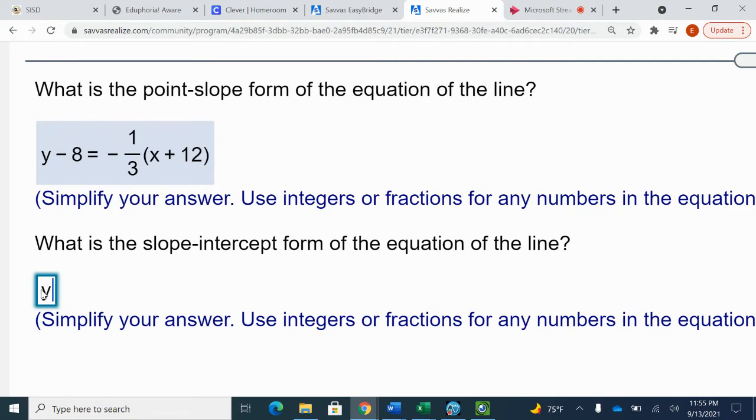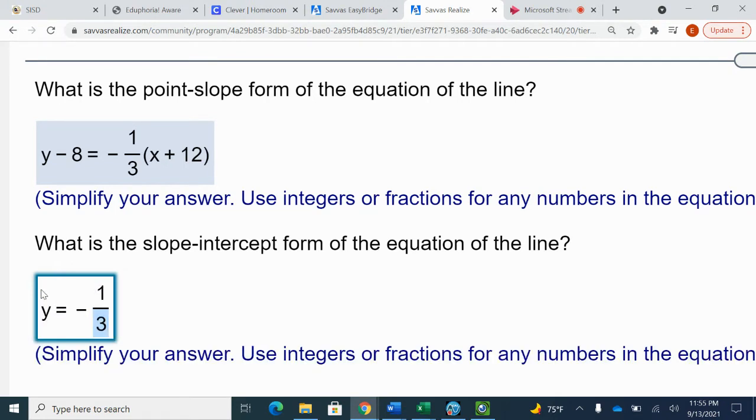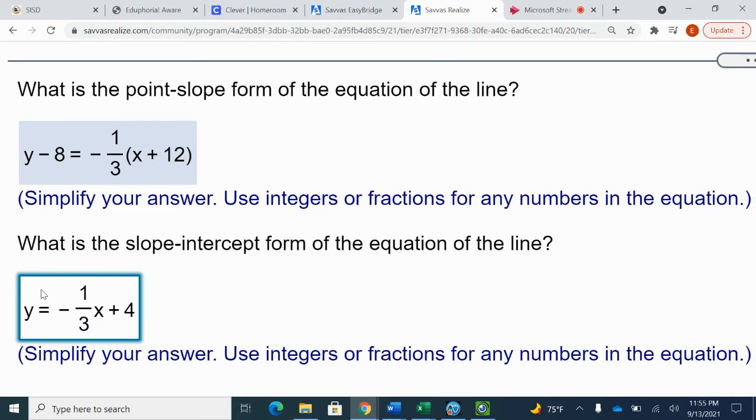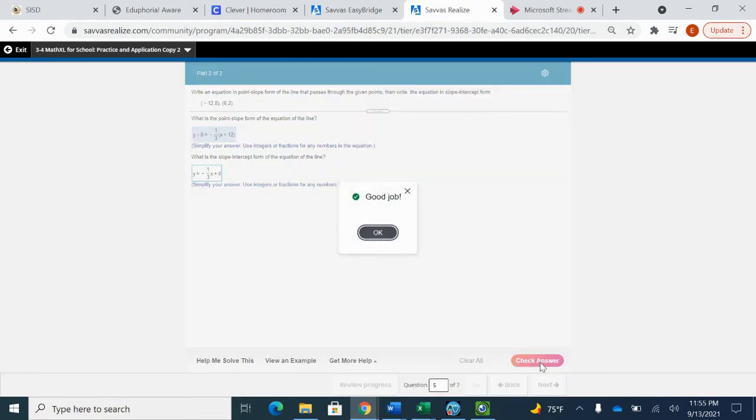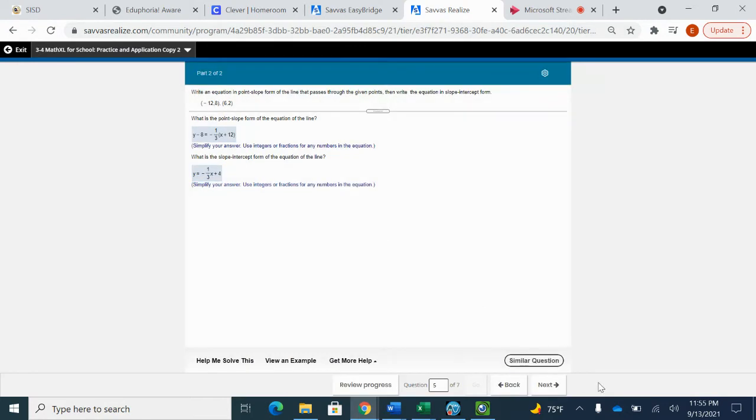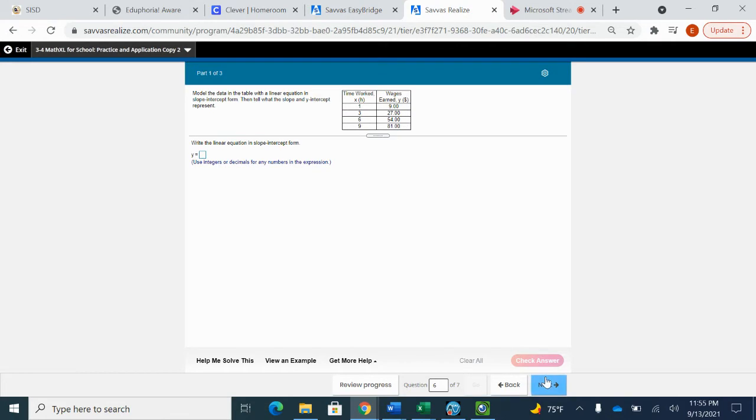So again, y equals negative 1/3 x plus 4. All right, let's go to problem number 5.